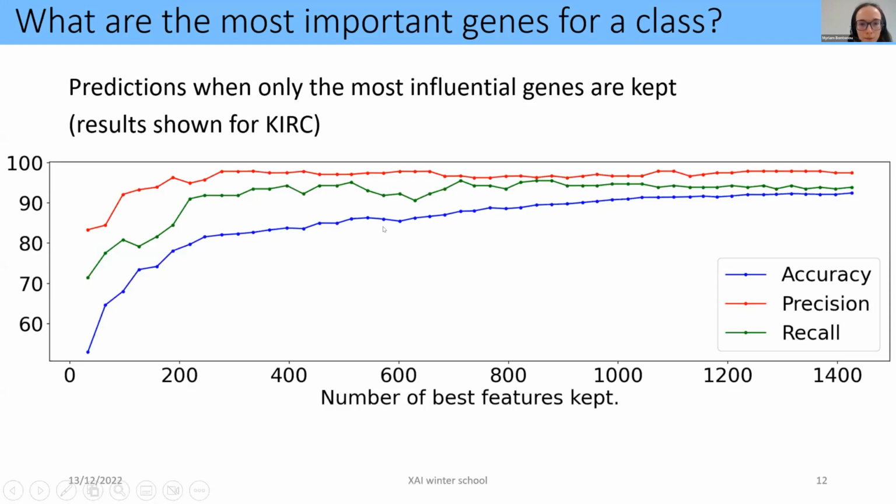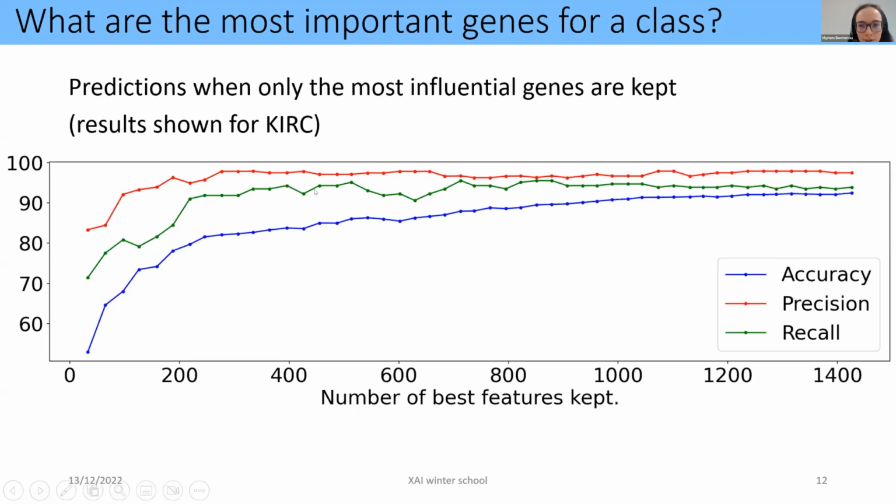And then with more features, so let's say with around 500 features, the accuracy starts to reach a plateau. So we could say, okay, maybe we need to have a look at the 500 best genes and remove the other ones.